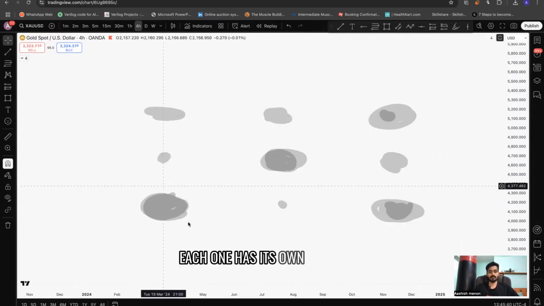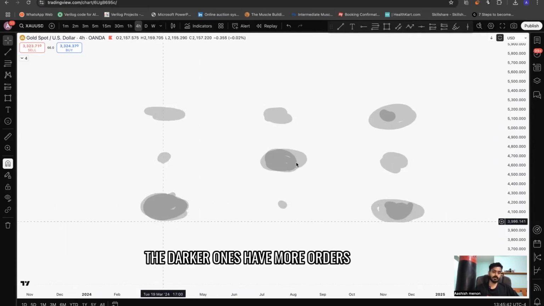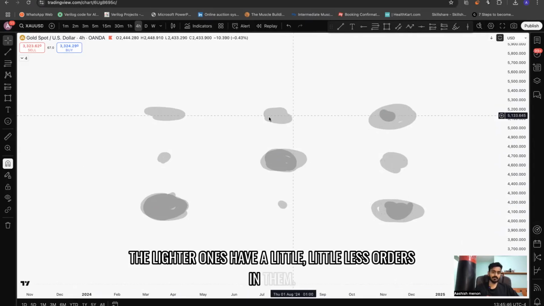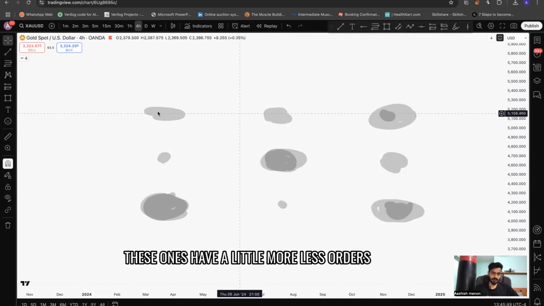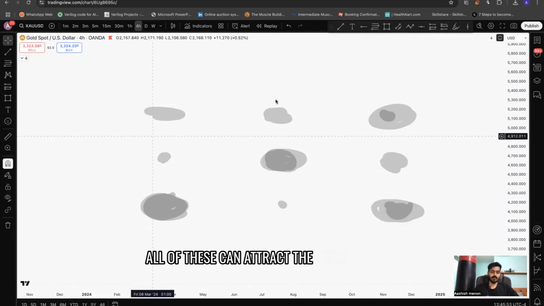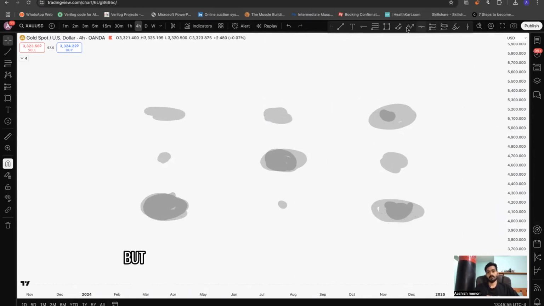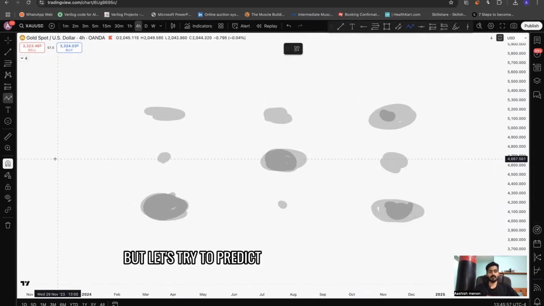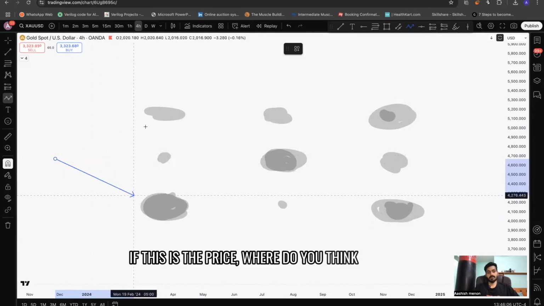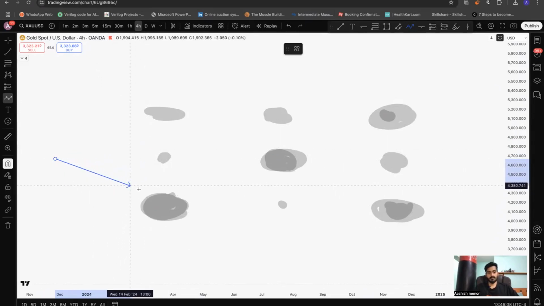Each one has its own strength. The darker ones have more orders in them. The lighter ones have a little less orders in them. These ones have a little more less orders in them. But all of these have its own strength. All of these can attract the price to them. But let's try to predict how the price might move. Let's say the price is starting from here. This is the starting point of the price. If this is the price, where do you think the price is going to move?